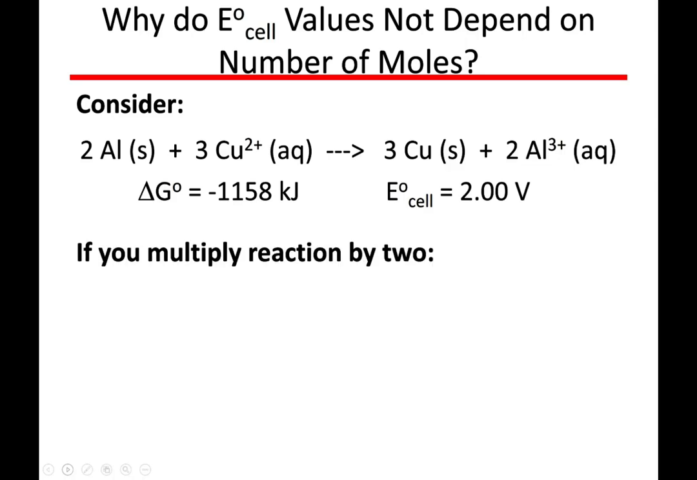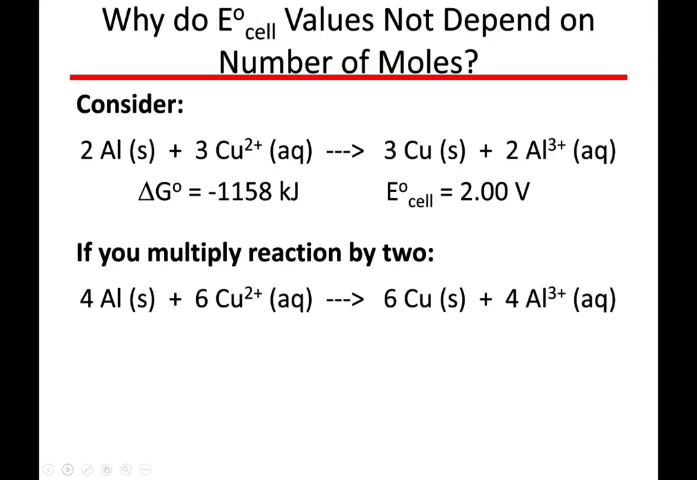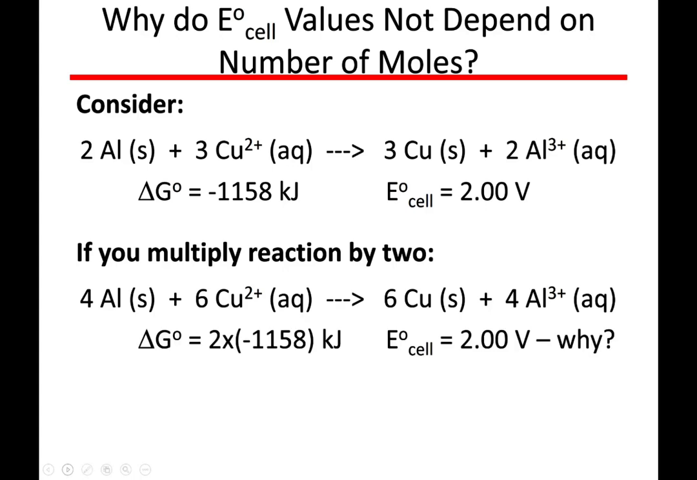Let's think about what would happen if we multiply this reaction by 2. So now that's going to give us 4Al solid plus 6Cu2+ going to 6Cu solid plus 4Al3+. We've learned previously that some thermodynamic variables, such as delta H and delta G, do scale with the size of the system. So if you multiply a reaction by 2, you would multiply the delta H by 2, and you multiply the delta G by 2 as well. So the value of delta G will be 2 times negative 1158 kilojoules. However, the value of E naught for the cell will still be 2 volts. And let's see why that's the case here.